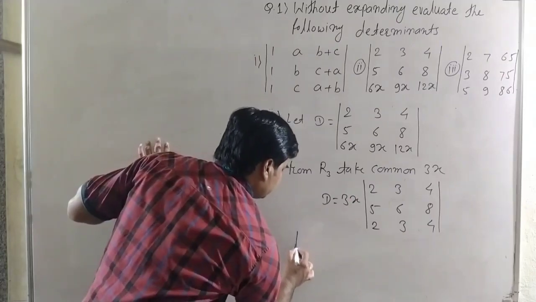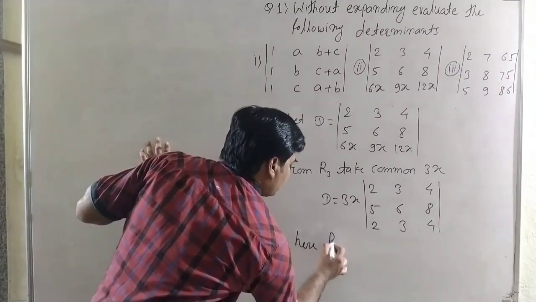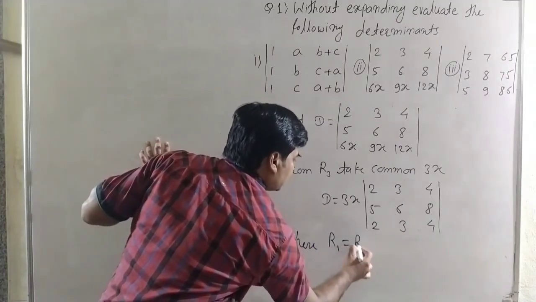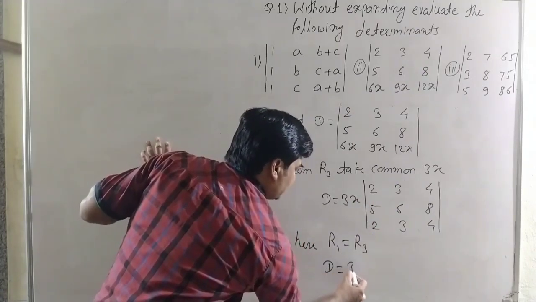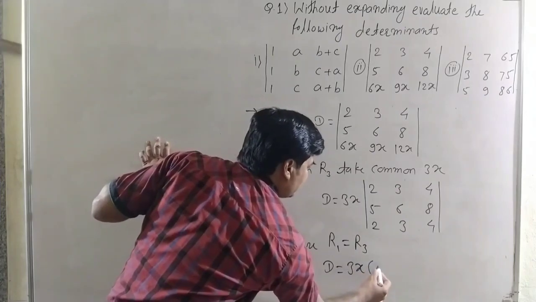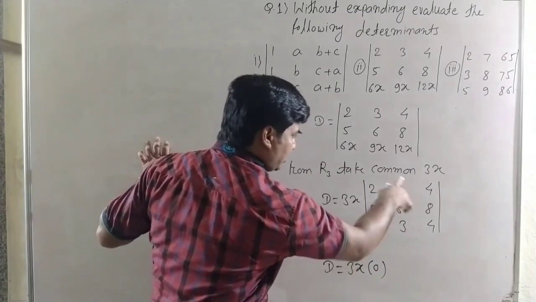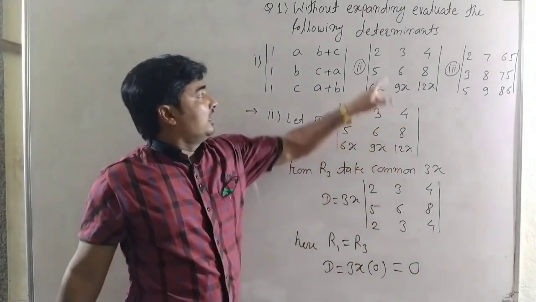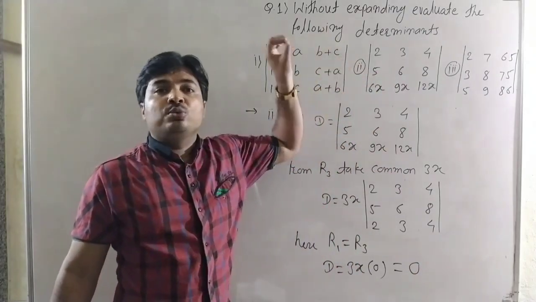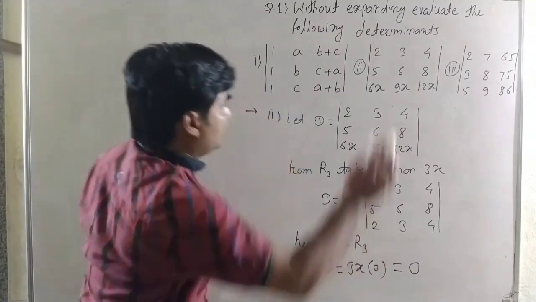Now here R1 is equal to R3. Row 1 and row 3 are the same. Therefore the determinant is equal to 3x into 0, and the value of the determinant is 0. And then the last answer is 0. That means again the value of this determinant is also 0. Now we see the third example.